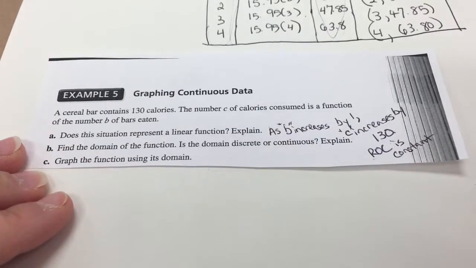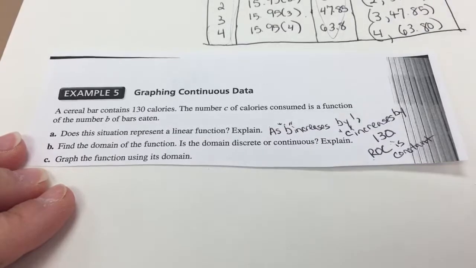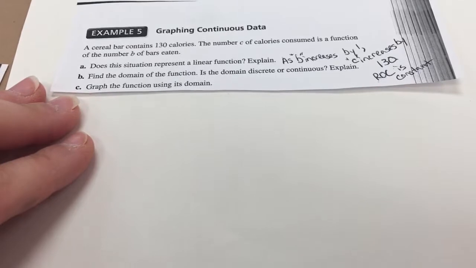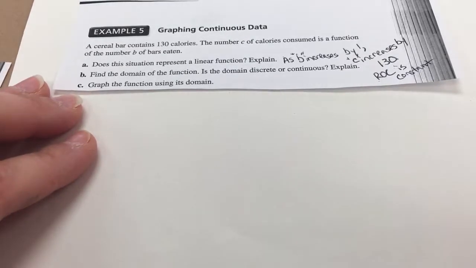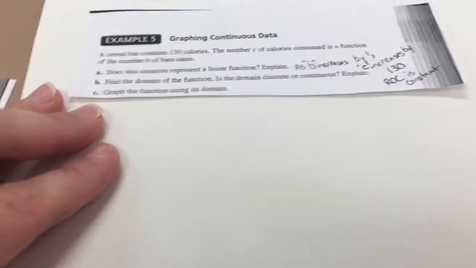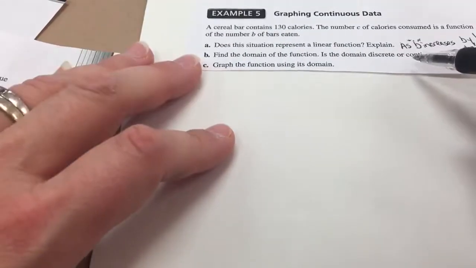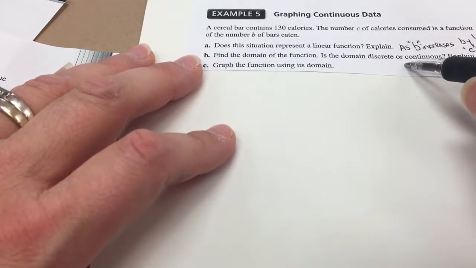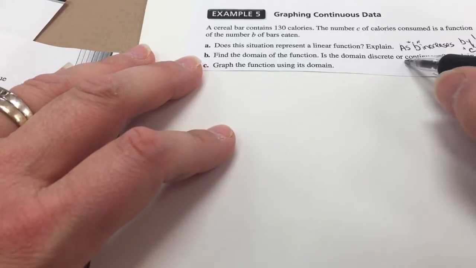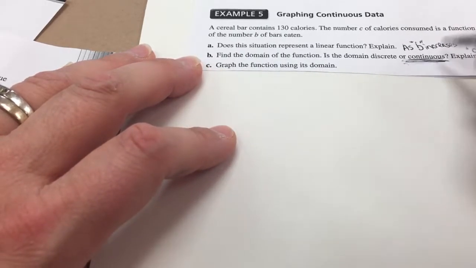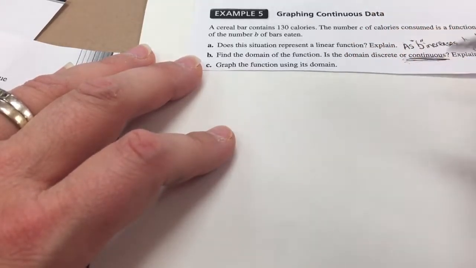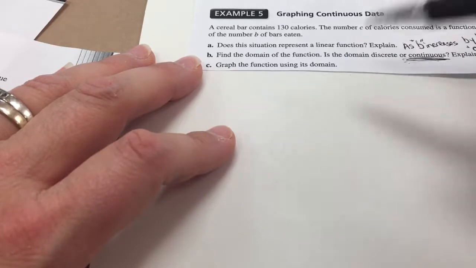Okay? Now, find the domain of this function. Is this discrete or continuous? Explain. So now we're going to make an input-output chart. Does it tell you the number of bars we're eating? It doesn't, right? Now, we need to know if this is continuous or not. So can you eat a part of a bar? Yes, you can eat a part of a bar, right? So therefore, since you can eat pieces of them and you don't have to eat the whole thing, this is a continuous function. So we create an input-output chart to graph it.